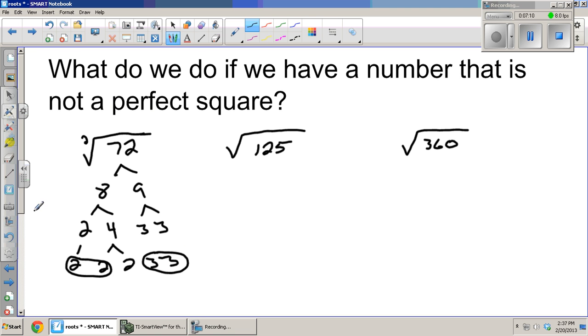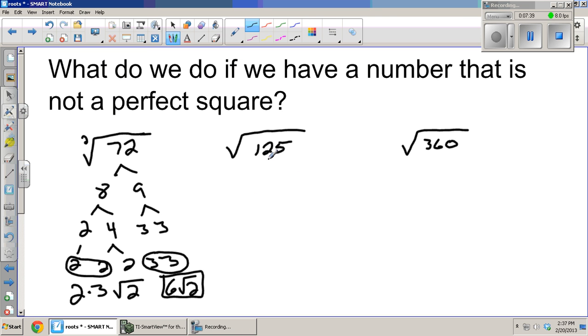Now if you pull out 2 different numbers, like when I pull out a 2 and a 3, I have to multiply them together. Alright, so I pulled out a 2 times 3, and I have a 2 left on the inside. Let's go ahead and clean that up. 2 times 3, 6, square root of 2 would be my final answer. And that's how you're going to see it on SOLs and tests.